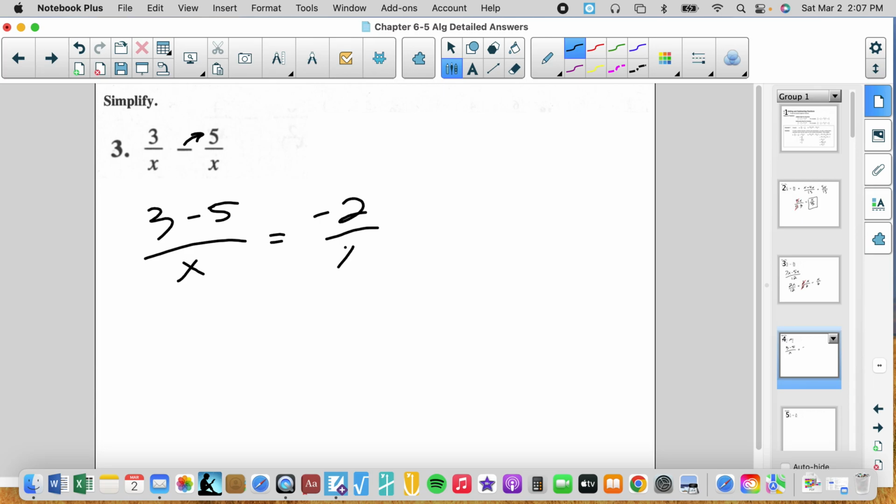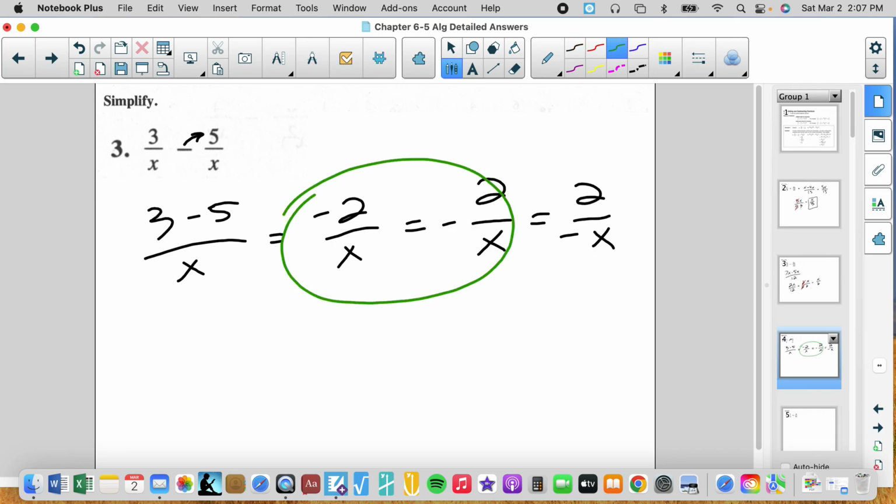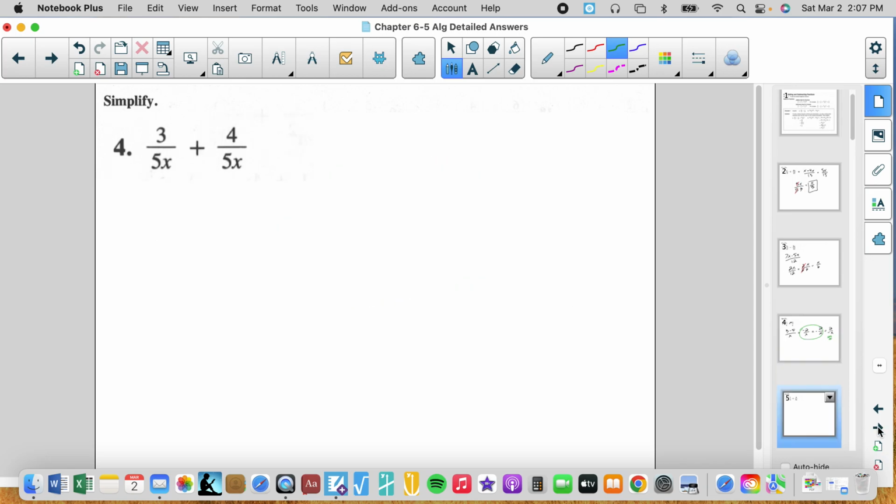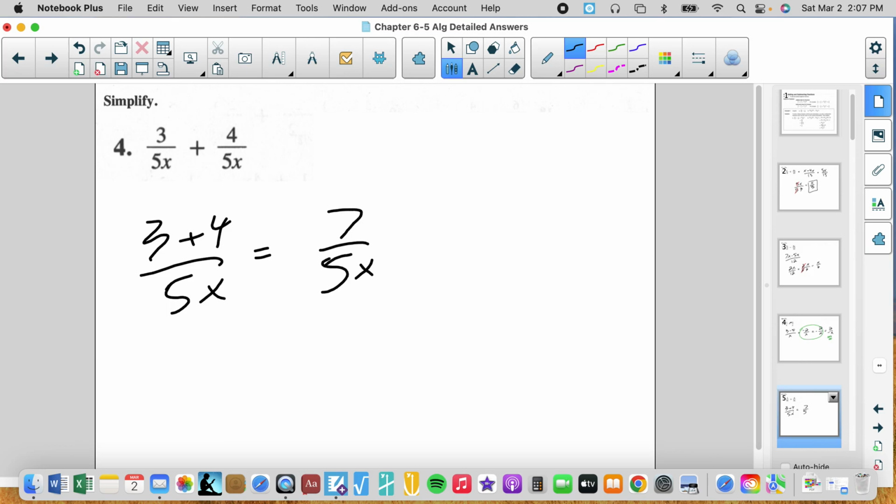Negative 2x, you could have negative 2 over x, or you could have 2 over negative x. These tend to be the two that you'll see, but this is still okay. That negative just shows direction. So we have 3 plus 4 over 5x. 7 over 5x can't be simplified.